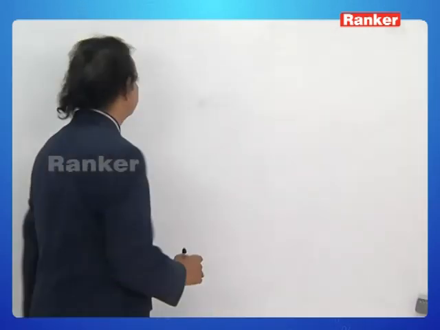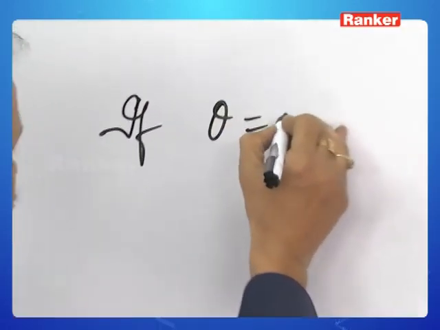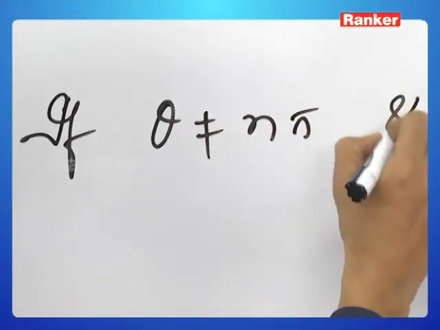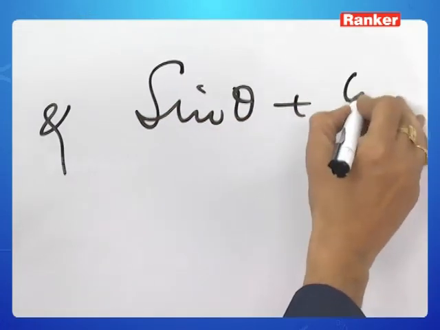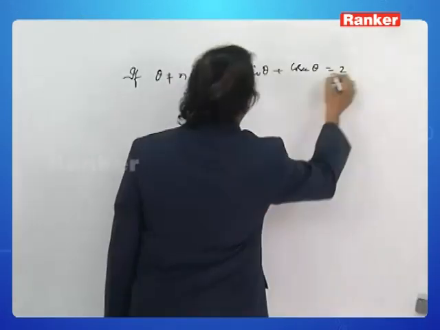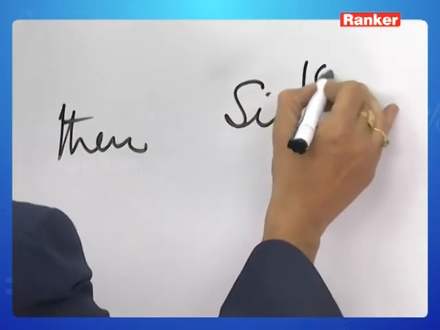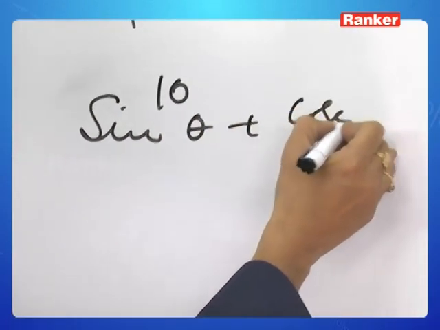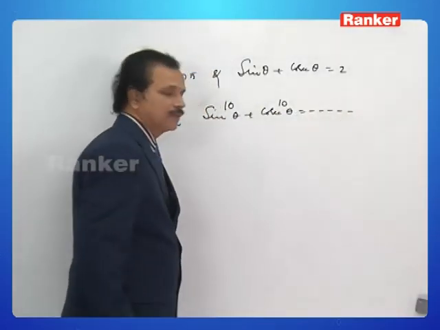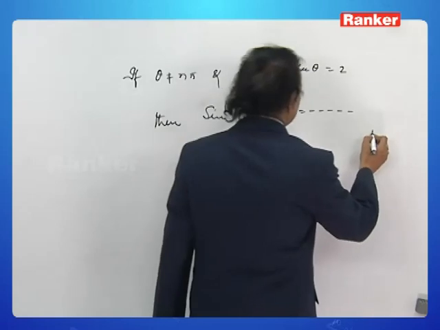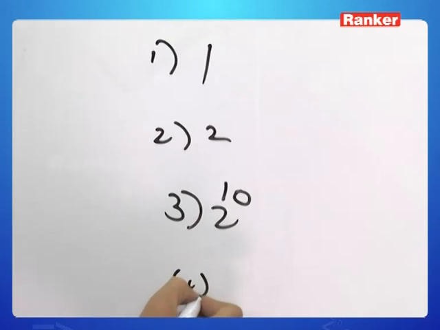Look here. If theta is not equal to n pi and sin theta plus cosecant theta is equal to 2, then sin power 10 theta plus cosecant power 10 theta is equal to dash. There are certain options. First option 1, second option 2, third option 2 power 10, fourth option none.